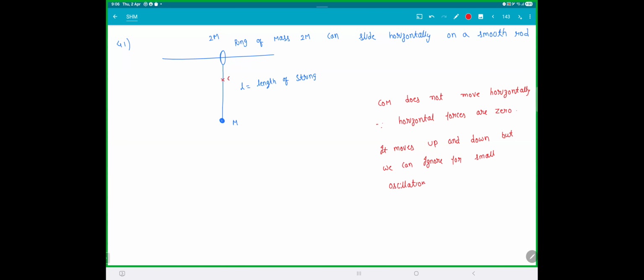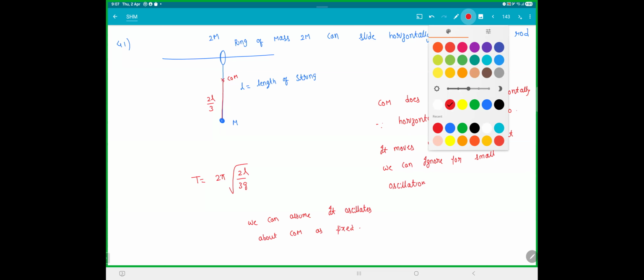Yeah, then you're done. So this is your COM. This would be 2L/3. And then you will say tension is equal to 2 pi root of 2L/3G. Make sense? So we can assume it like a simple pendulum with COM as a fixed point. Yeah, that's an easy one.